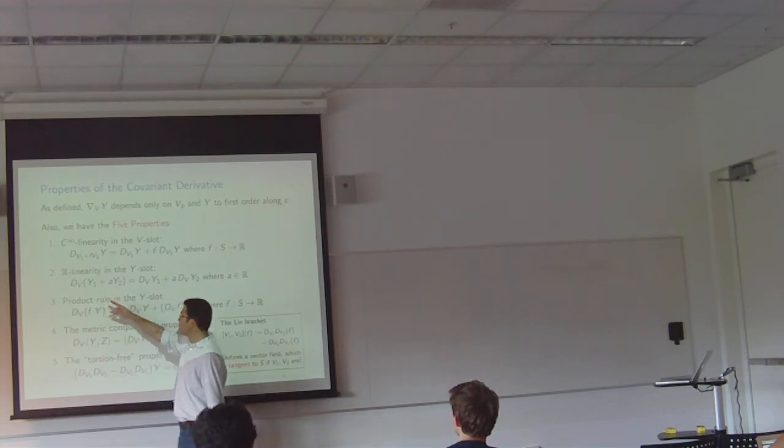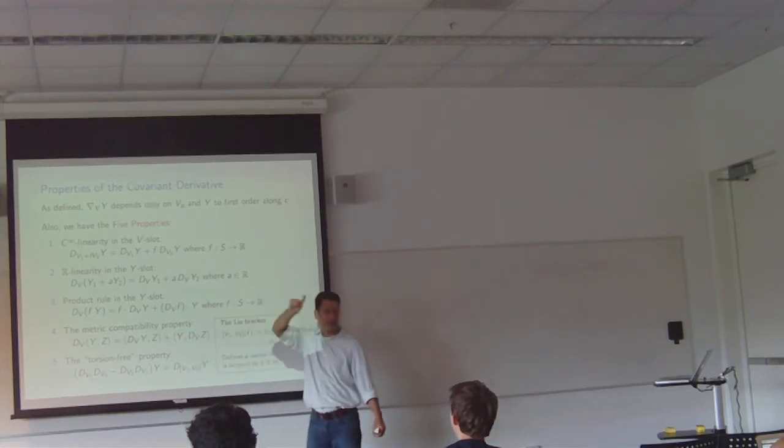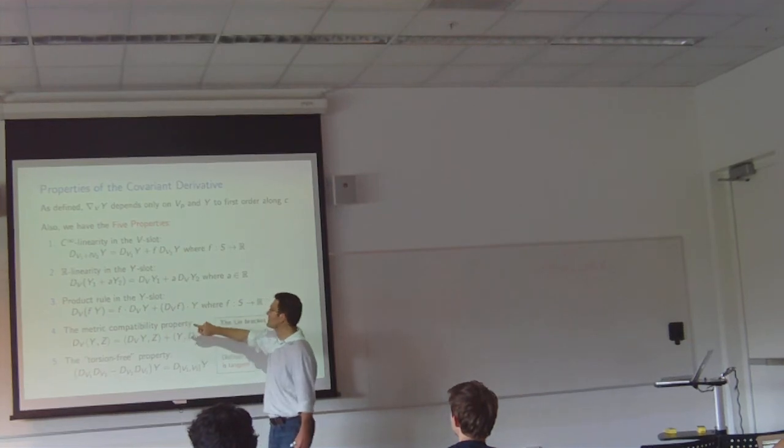As defined, my operator... oh crap, there's another typo on these slides. This D should be a nabla, an upside down triangle. Sorry, I changed notation halfway through making these slides. Okay, anyway, so the covariant derivative satisfies these various properties.